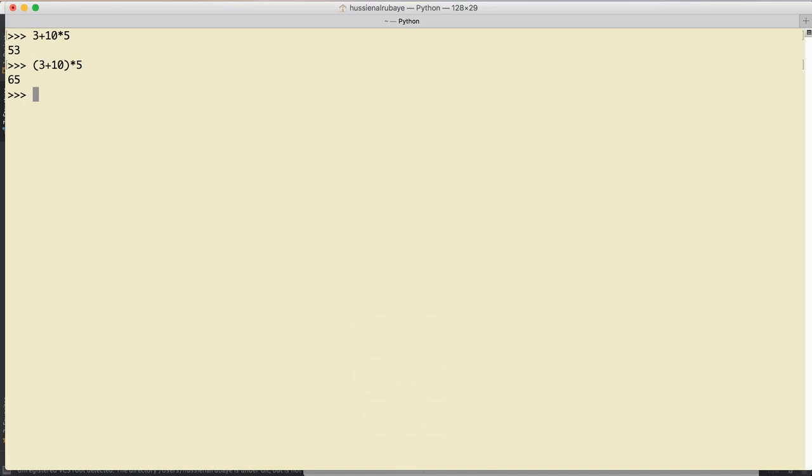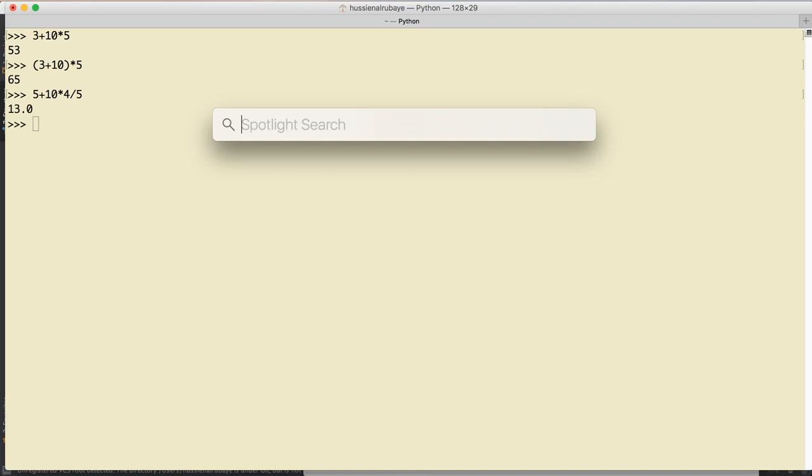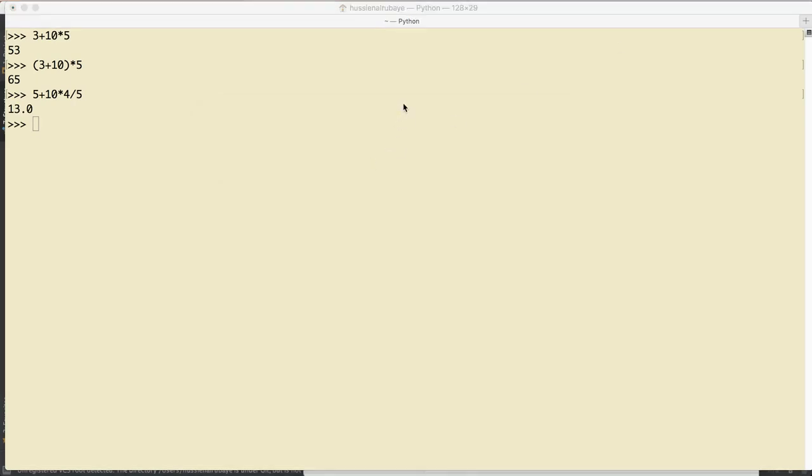Think about you have a 5 added to 10 multiplied by 4 divided by, let me suppose, another 5. I think it will give us something. If you run it, it will give you 13. But why does it give you 13? Let me go back here. Let's think about this process the same way. If I have 5 added to 10 multiplied by 4 divided by 5.